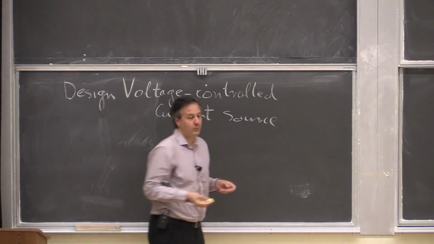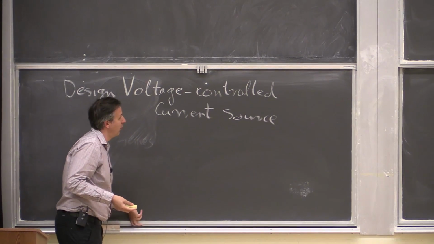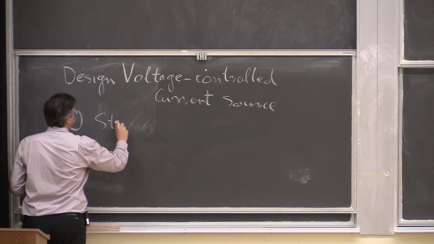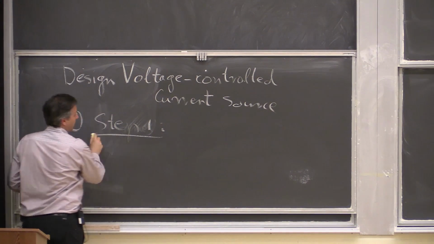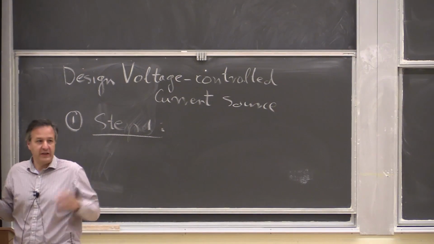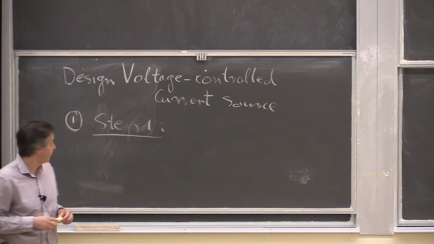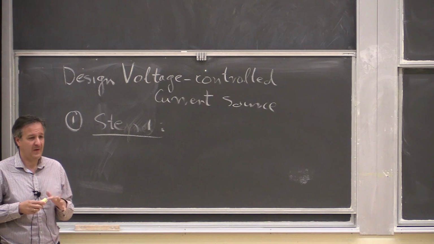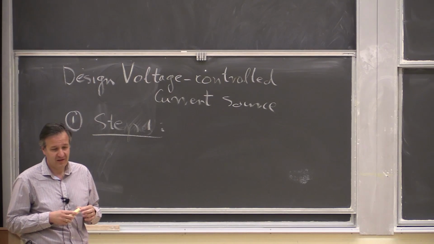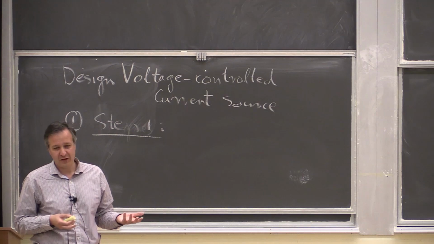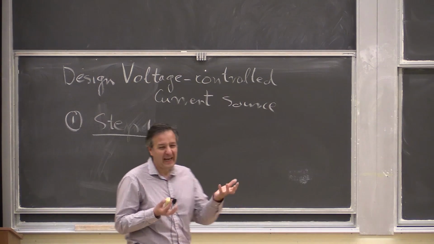So what is the first step in the design process? I tell you, go build a voltage-controlled current source. The first step you're going to say is what? Yes? Specify what the circuit needs to do. Yeah, so you're going to say, wait a minute, what do you actually want? What do you want exactly, right?